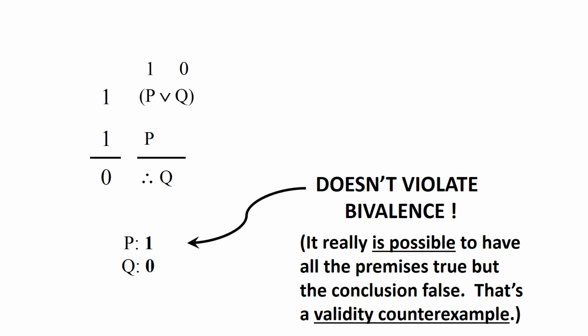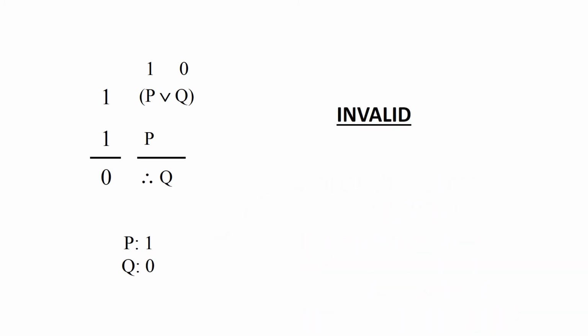Turns out there really is a possible way to have all the premises true and the conclusion false for this argument. A possible situation where all the premises are true and the conclusion false is, of course, a validity counterexample. We've found a validity counterexample for this argument. That means this argument is invalid.